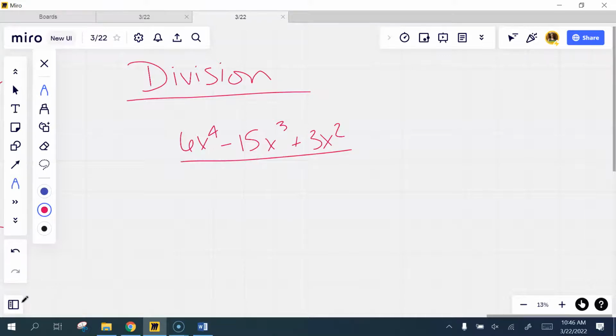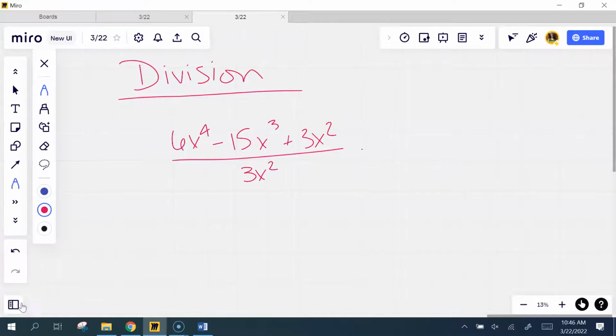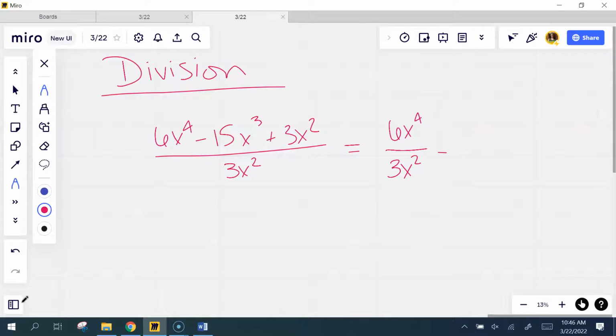over 3x squared. So monomial means one term, right? When it looks like this, we can just split it up into separate fractions. This is only when I have the addition and subtraction on the top only. If it's in the bottom, this doesn't work this way. But I can split it up and then simplify each fraction individually. You guys remember this?